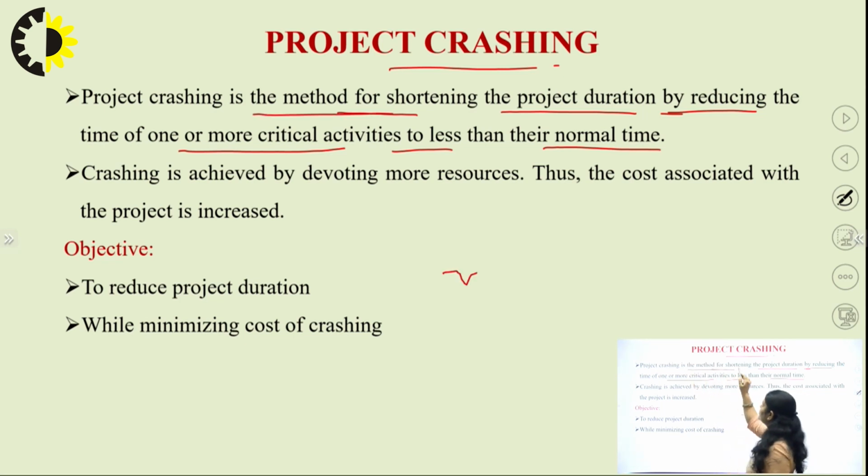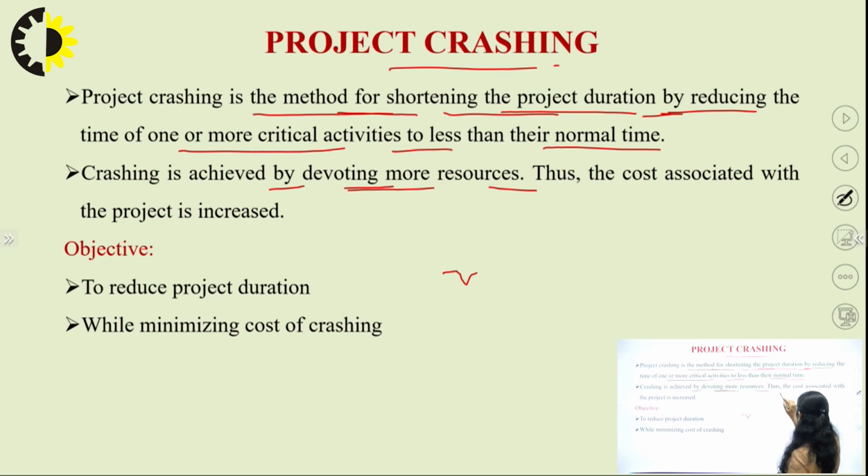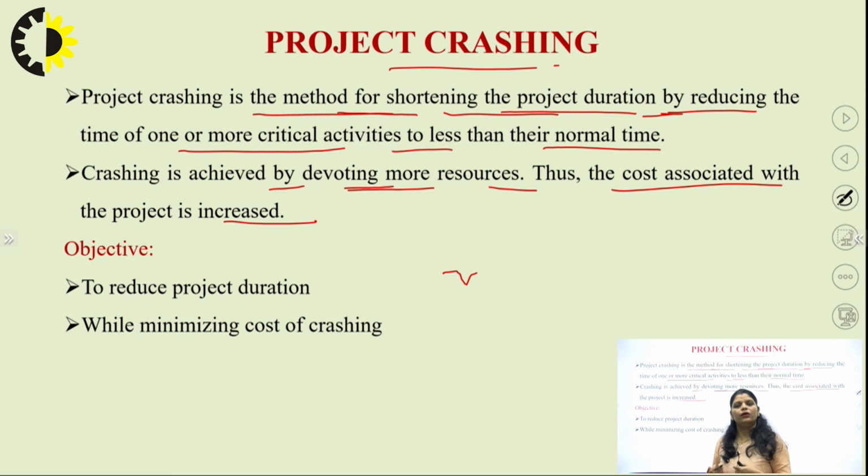We are basically shortening the project duration, and this method of reducing the activity time of one or more activities is known as project crashing. Crashing is achieved by devoting more resources. So if we want to complete one or more activities in less time, then we have to provide extra resources. Thus the cost associated with the project is increased. If we are utilizing more resources, then automatically the cost of our project will increase.